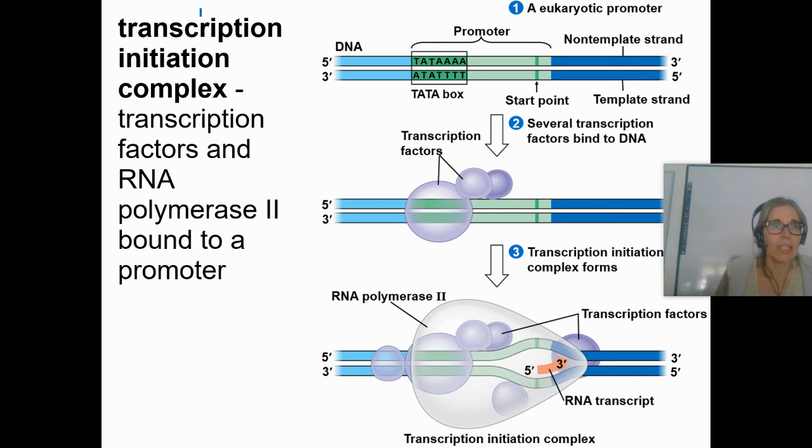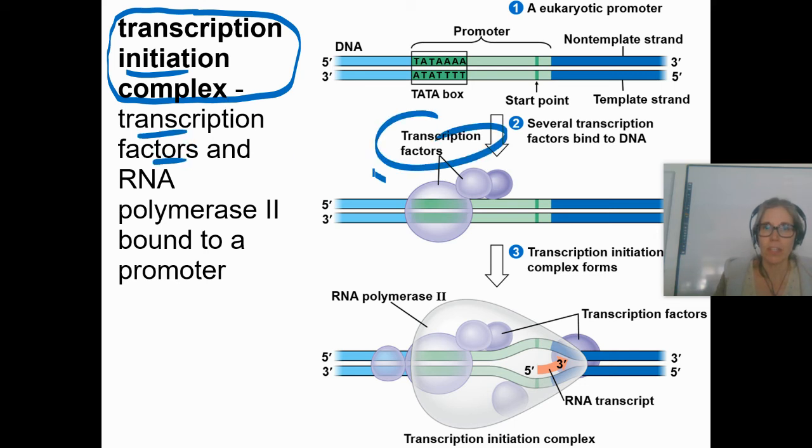So transcription initiation complex. Transcription is DNA to RNA. Initiation means to start, and complex means a bunch of stuff. It's the transcription factors, these proteins. And then it's also RNA polymerase, the enzyme that does the job, which is also a protein, right? And it has to be bound to the promoter, right?